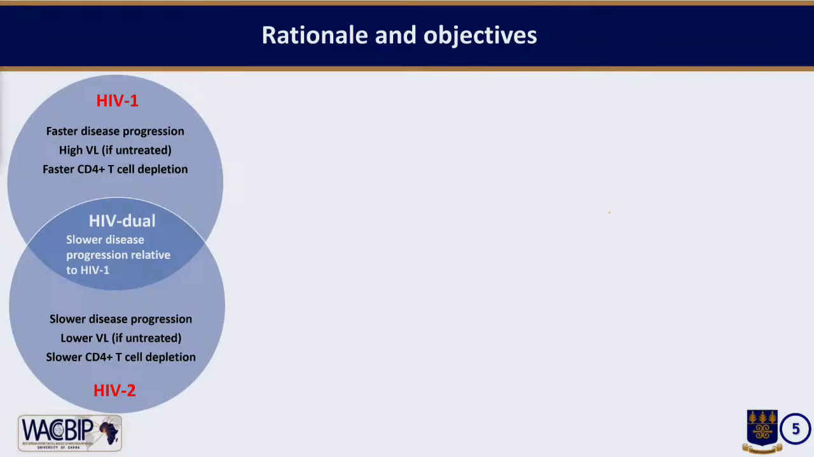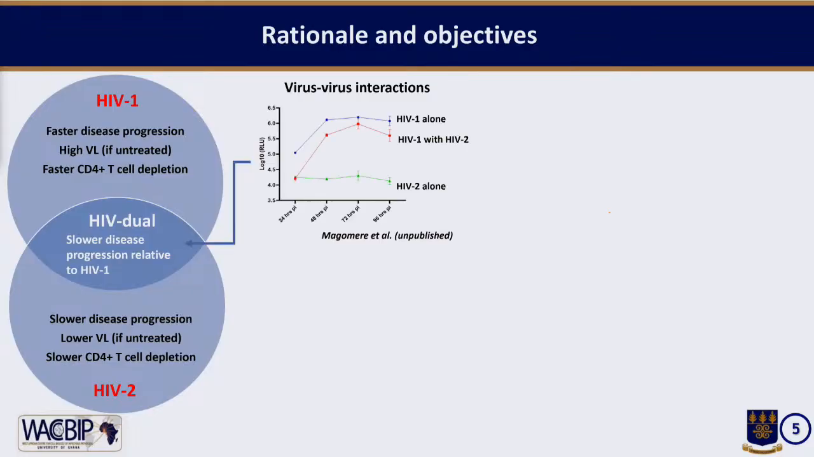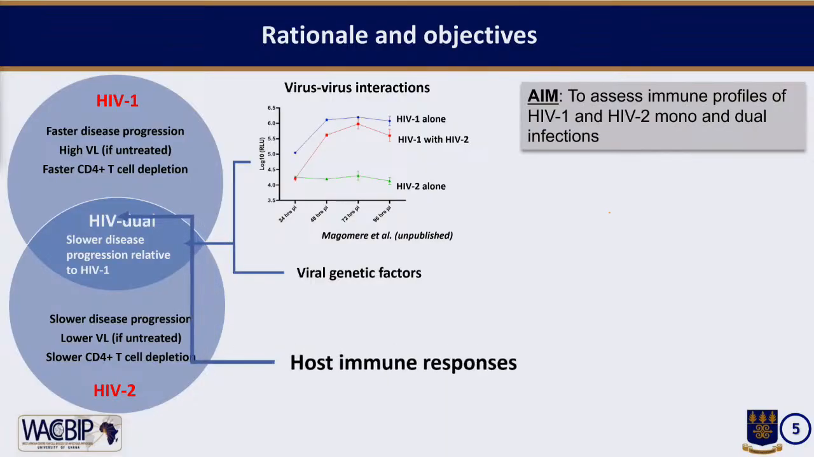We have previously performed some studies using cell lines, and we have shown that when we infect cells with both HIV type 1 and type 2, we see reduced infectivity compared to those who have HIV type 1 alone. We also suspect there is a contribution of viral genetic factors in this slow disease progression, and also a possible involvement of immune responses. So today we are going to look at how these immune response factors are contributing to slow disease progression in HIV dual infected individuals.